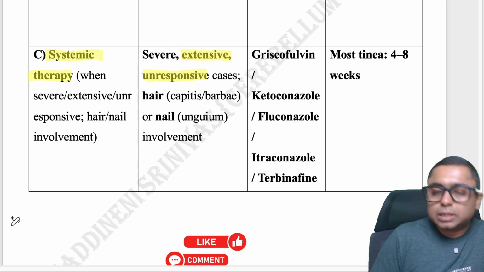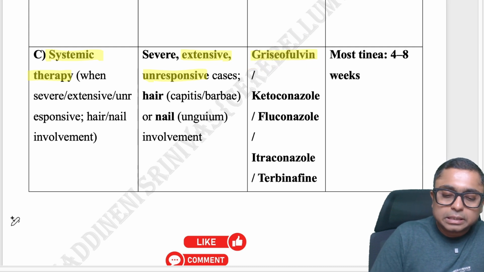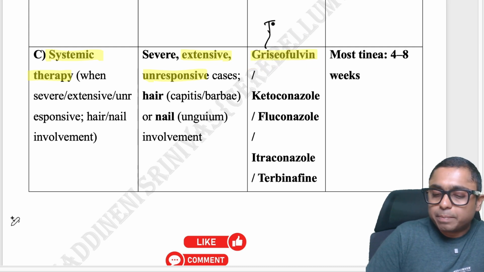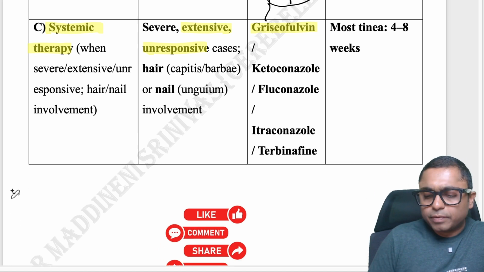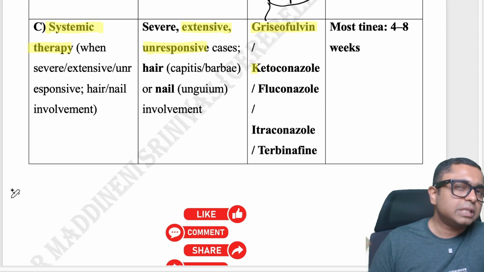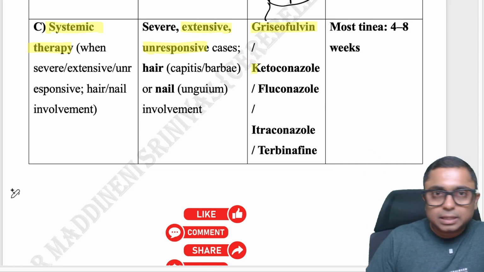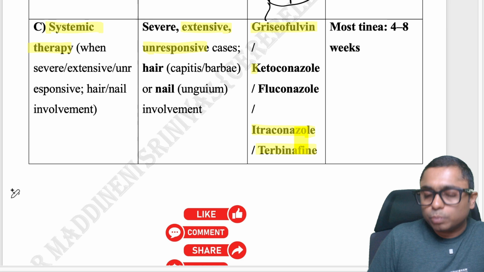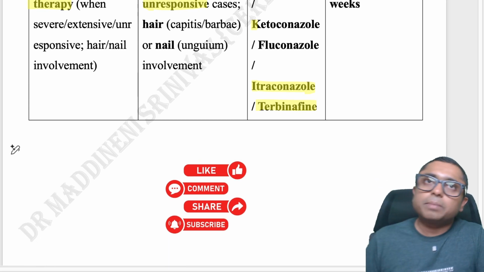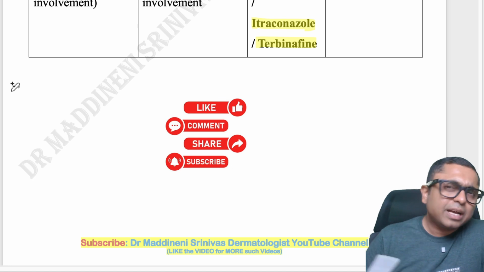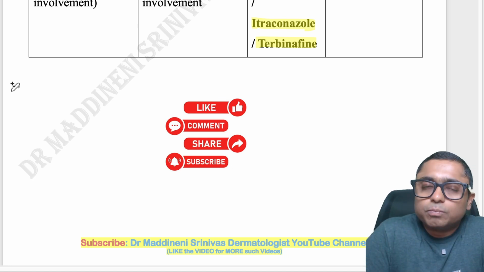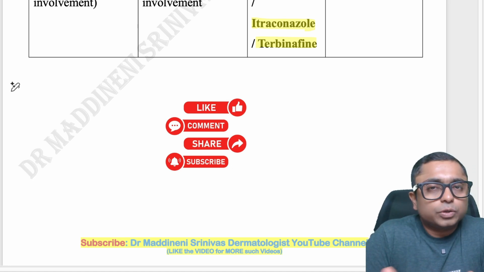And systemic therapy might be required if the disease is more generalized. In extensive, unresponsive cases, yes, we can use griseofulvin. Remember, griseofulvin is the drug of choice for tinea capitis. It is not used in other types of tinea, only in tinea capitis, whereas for the rest, ketoconazole and fluconazole were used previously in the past, but nowadays we are going to prescribe mostly itraconazole and terbinafine for our patients, right? So this is about the tinea, and this much if you can write, that would be more than sufficient for your university examinations.